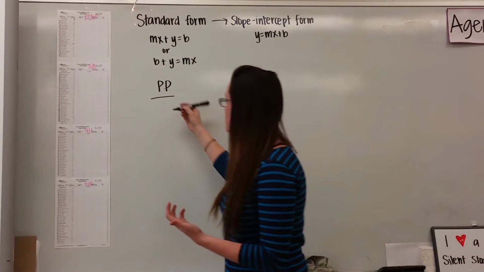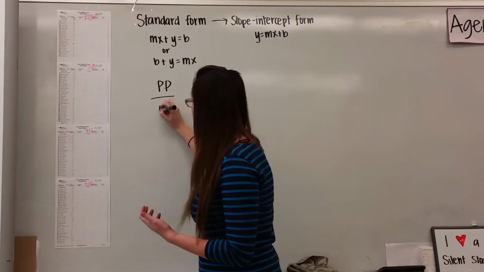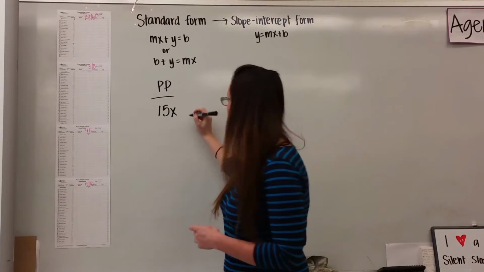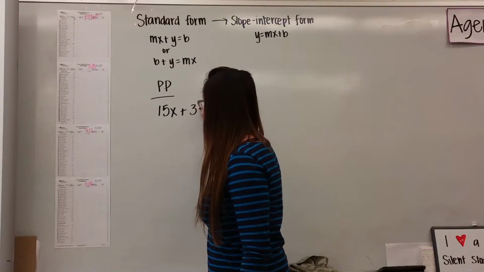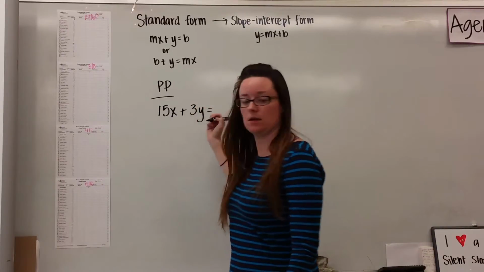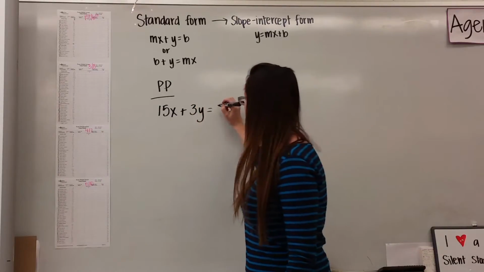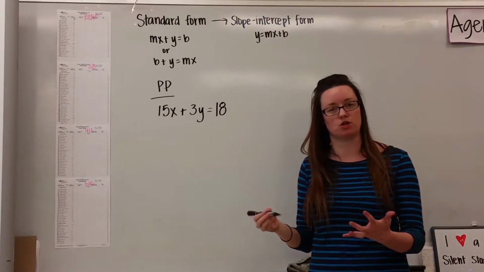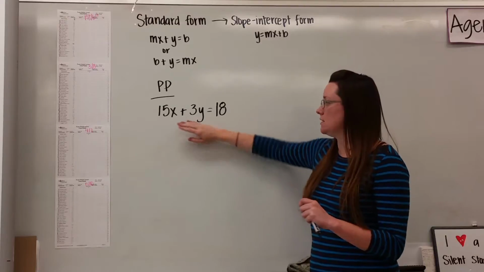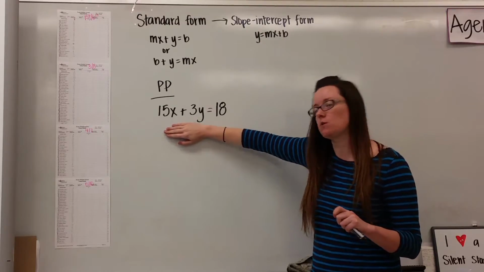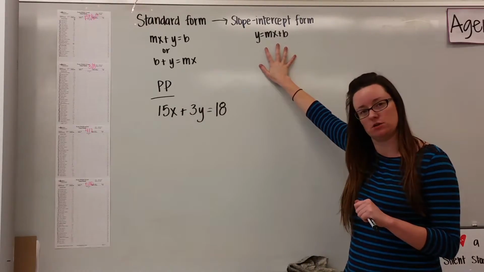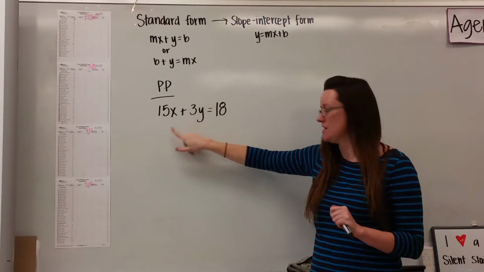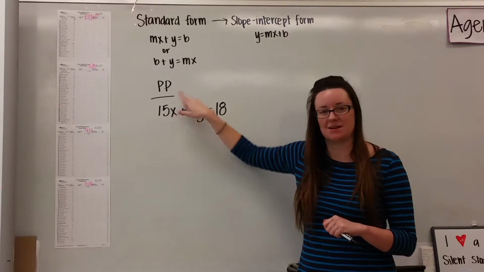Our next practice problem was 15x plus 3y equals 18. Okay, so that's our starting equation. Now if we look at it, does the setup of this equation look like my starting equation? No, it's different. I've got a number in front of my y, it's my slope, and my x and stuff is on this side.